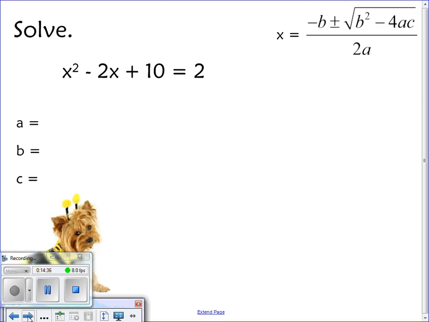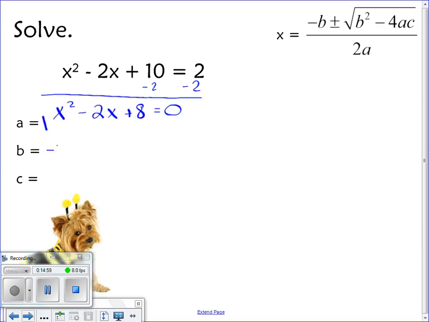All right, how about the next one? What's your first step? Subtract the 2. All right, we got to set it equal to 0 first. So x squared minus 2x plus 8 equals 0. All right, what's your a value? Your b? Your c?